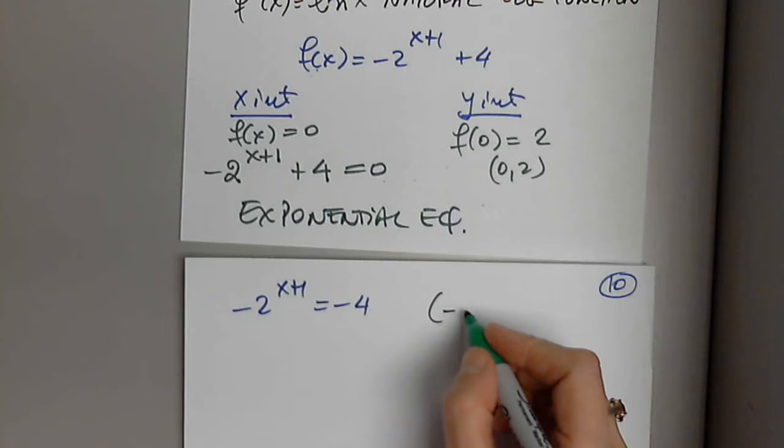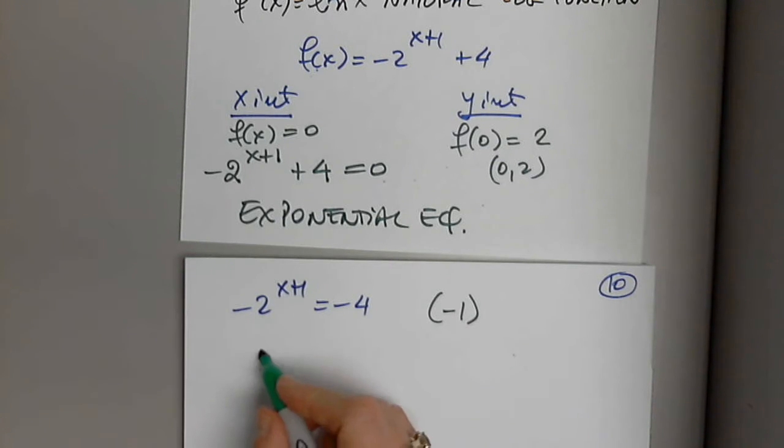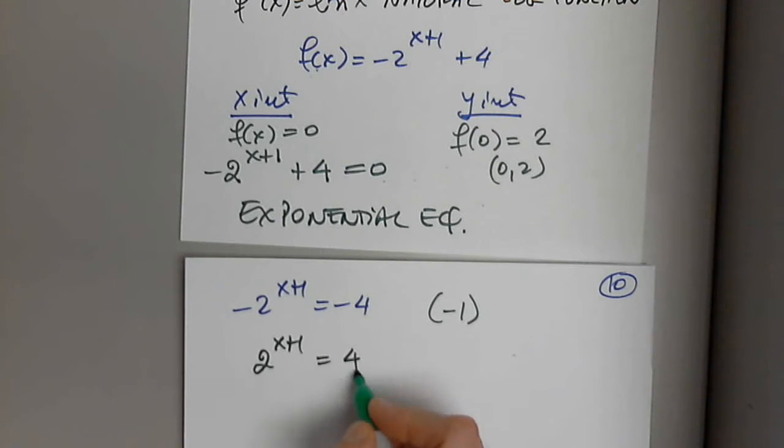I cannot. Multiply or divide by -1. 2^(x+1) = 4. Okay, now, what is the base on the left-hand side? What would you like to have the base to be on the other side? 2. Let's see if we can.